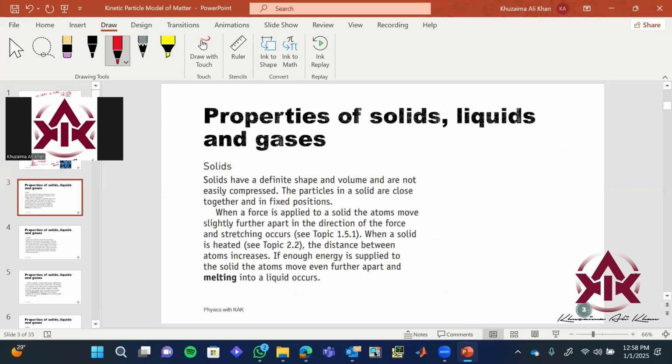So properties of solids, liquids, and gases, right? These are very important over here. आपके पास एग्जाम में सीधा क्वेश्चन आता है, right? कि properties of solids बताएं, ठीक है? So you can get 2 marks, 3 marks. So you should know at least three properties of every state, right? It is pretty straightforward.